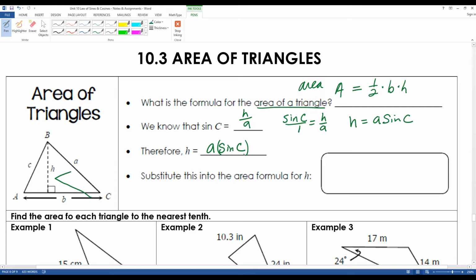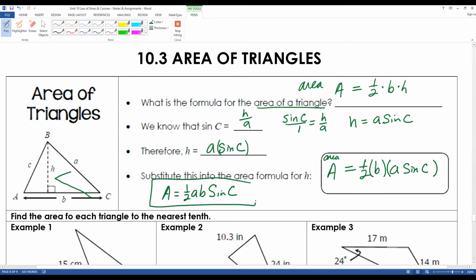Okay, so if we substitute that into the area formula for H, we're going to have the area, and don't confuse the A with angle A. This is the area, equals 1/2 times the base times the height, which is now A sine C. Okay, if you want to write it a little simpler, you could say the area equals 1/2 AB times the sine of C. So this is what we're going to use when finding the area of triangles.